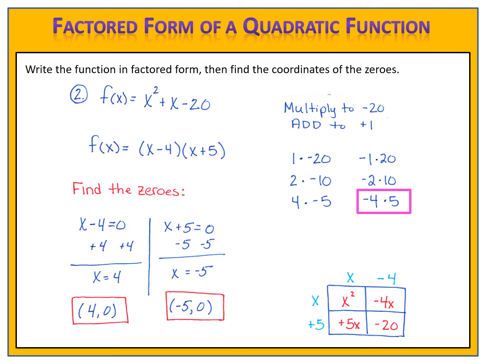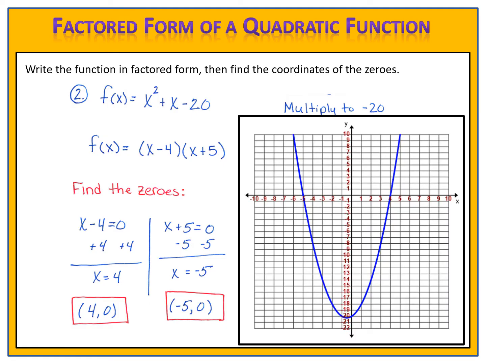Remember, we can always verify these on a graph. If we look at a graph of the function, notice sure enough we have a 0 at negative 5, 0, and a 0 at 4, 0.